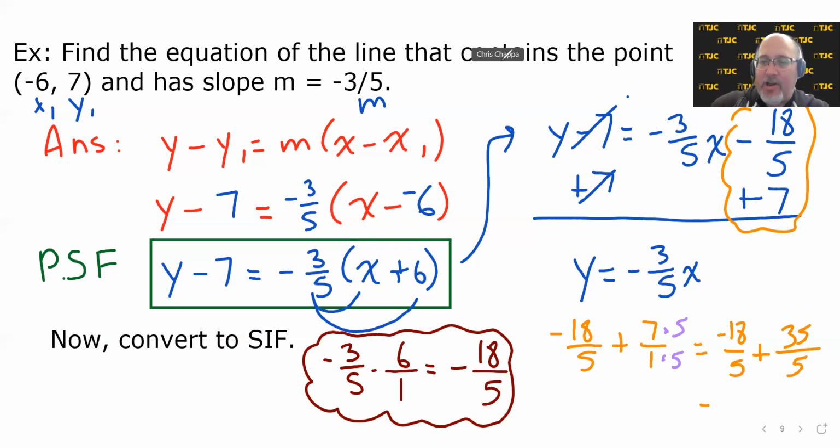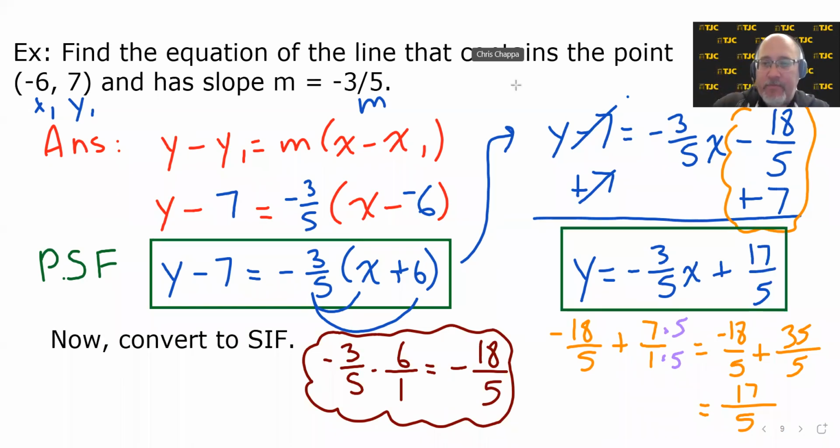And now that I have a common denominator of 5, I can just combine -18 and +35. I believe that is +17. That's the answer to -18/5 plus 7. And so our y-intercept ends up being +17/5. And that is our slope-intercept form.